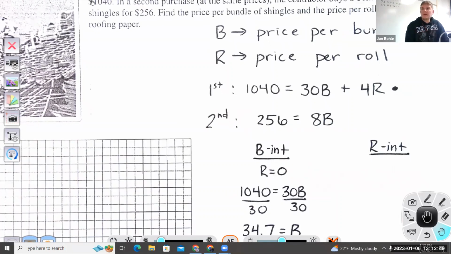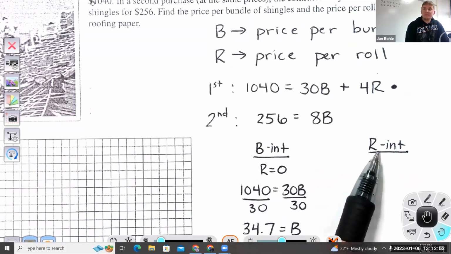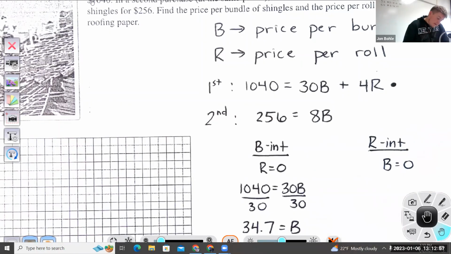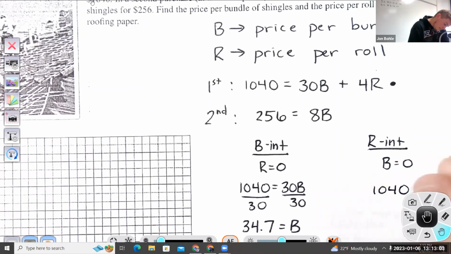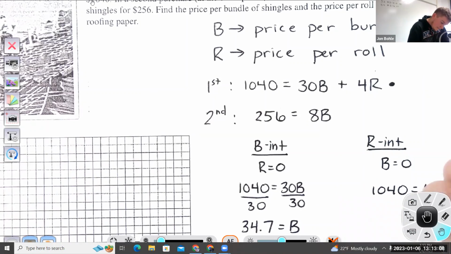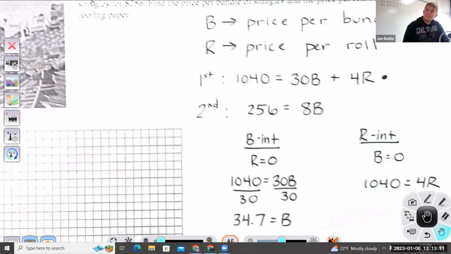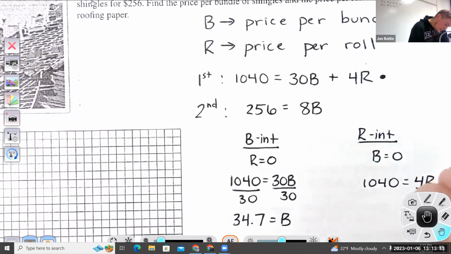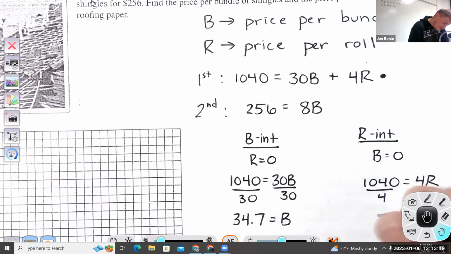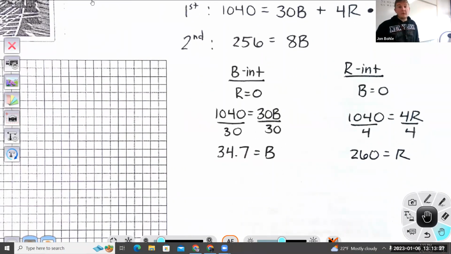Okay, so if I'm finding the b-intercept, r would be 0. If I'm finding the r-intercept, b would be 0. And then what variable would go away? And that would be 4r. And then I would divide by 4. And when I divide that by 4, 1040 divided by 4 is 216. So now I know what my b and r intercept are for the first one.